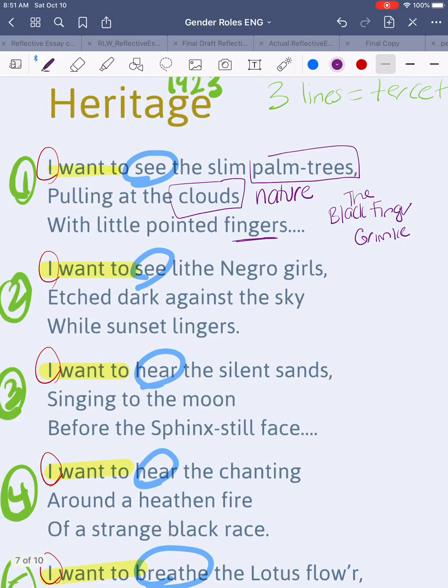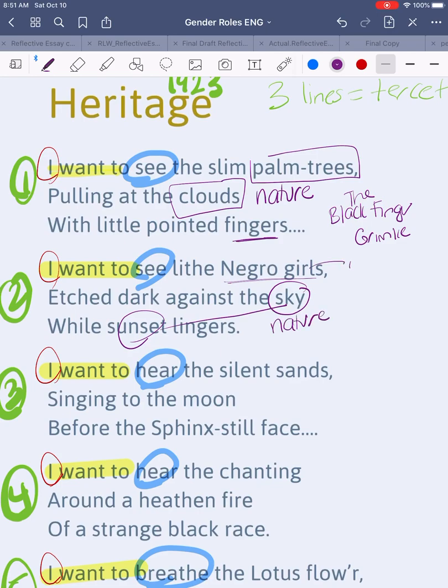Looking at the second stanza, we have the introduction of Negro girls. So we see Negro girls set in nature again. We also see the youth mentioned, and we see a positive portrayal of black girls in nature, and keeping in mind that during the 1920s it was very popular for blackface, and so positive portrayals of black girls was not common.